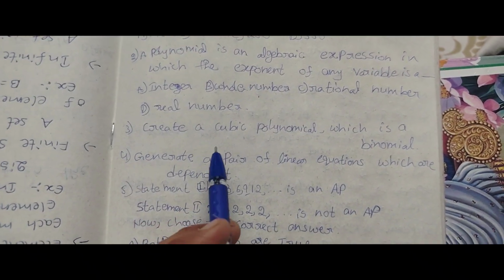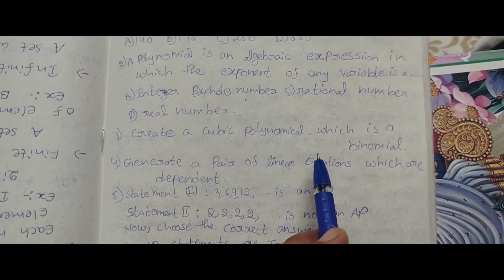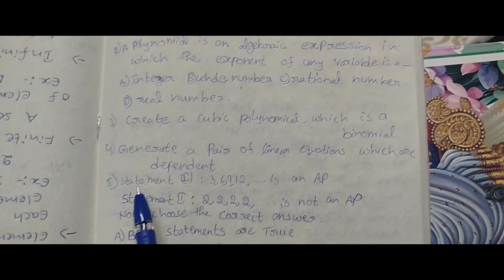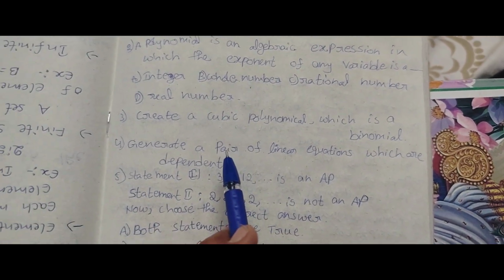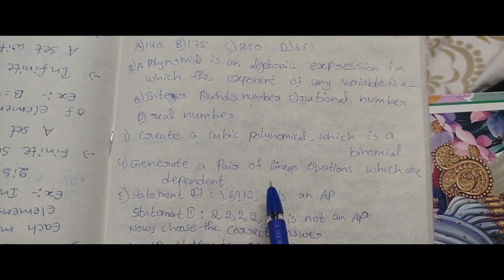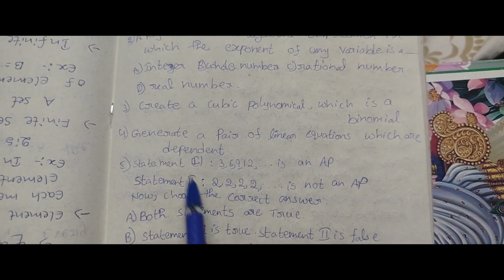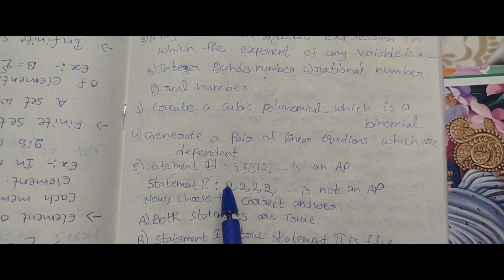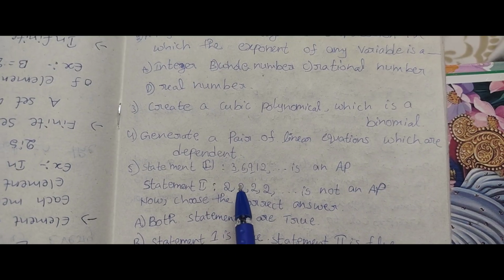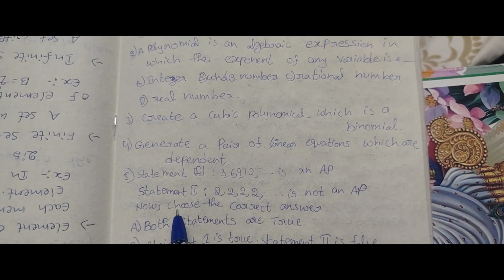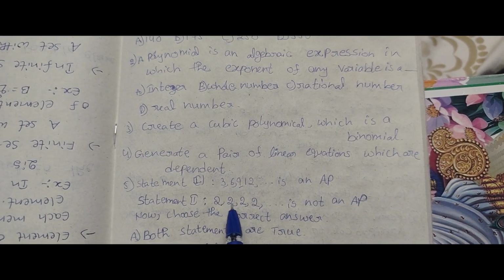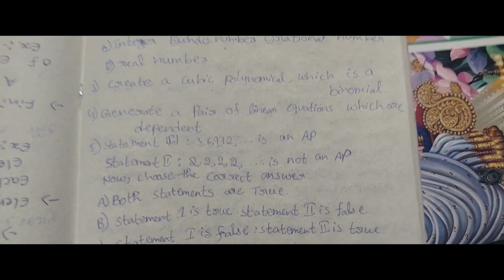Third question, create a cubic polynomial which is binomial. Fourth question, generate a pair of linear equations which are dependent. Fifth, statement 1, 3, 6, 9, 12 and so on is an AP. Statement 2, 2, 2, 2, 2 is not an AP. Now choose the correct answer.